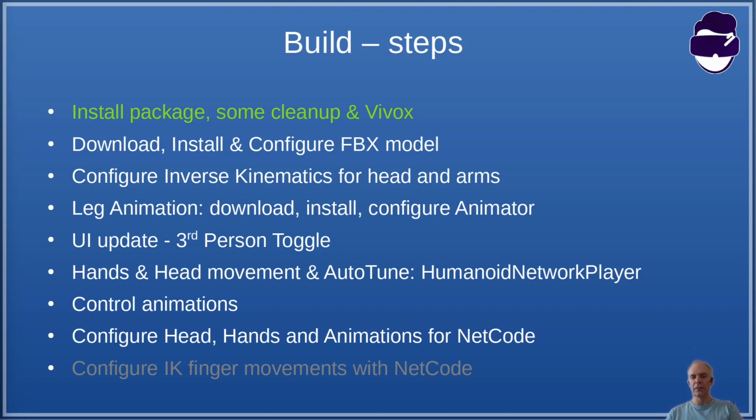We'll create a new script called Humanoid Network Player, which is in essence the same as the old network player that we had in part 1 and 2. And we'll update that. We will then add a controller for the animations in there. And then last but not least, we will make sure that all of these animations are configured for netcode so that we can also run all of this code over the network.